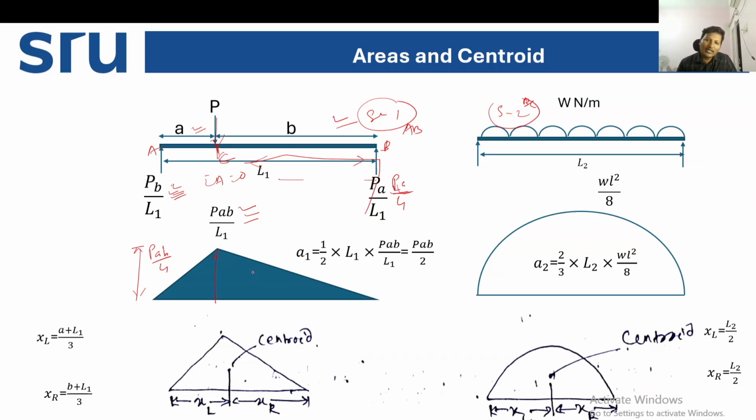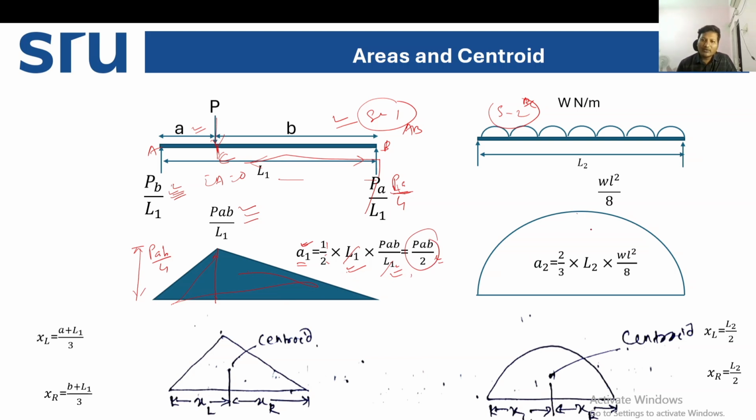So how to find out the area of this free bending moment diagram, which is A1 we have used in the formula? A1 is nothing but the area of this triangle. Half into L1, the length, into height, P a b by L1. So L1 cancels out, and P a b by 2 is the area 1.